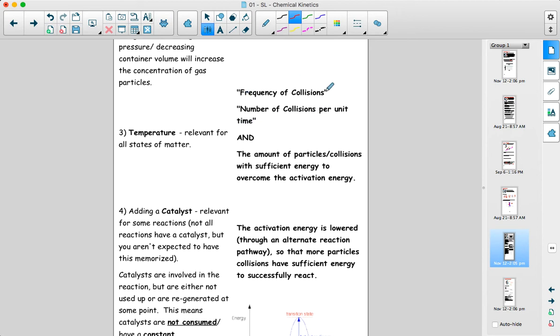One, that same frequency of collisions argument. Temperature has to do with the kinetic energy of particles. And so when we increase temperature, we increase the kinetic energy or the speed of reactant particles. And so if particles have more speed, they will collide with each other more often, number one. But actually, more importantly, when they collide with more speed, more of those collisions will have sufficient energy to overcome the activation energy.